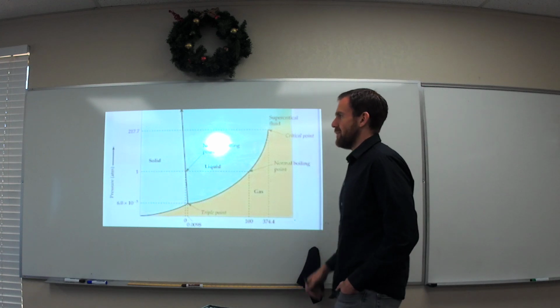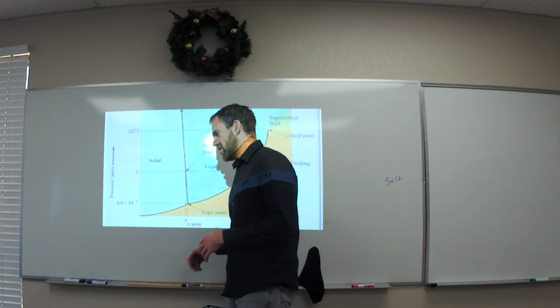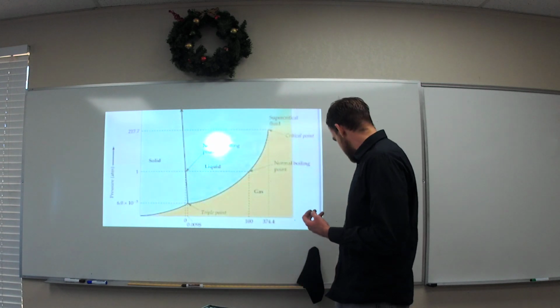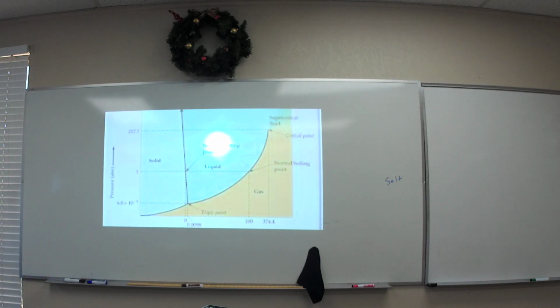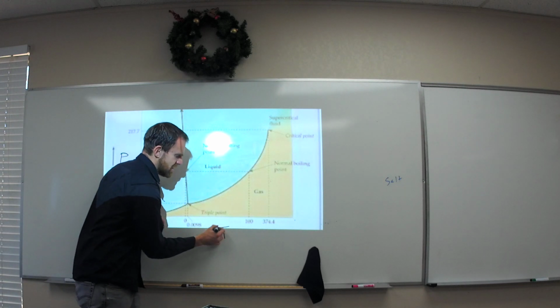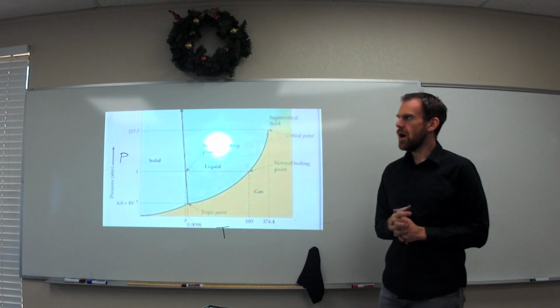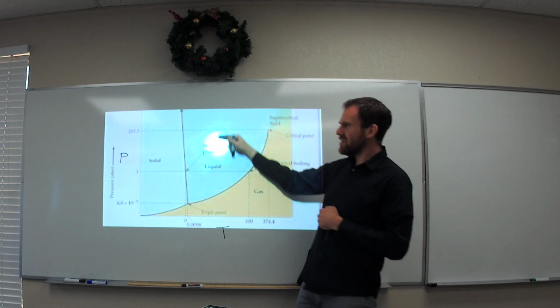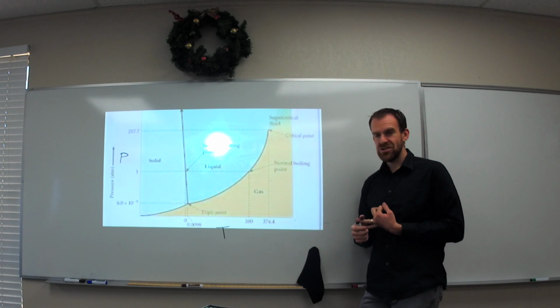All right, phase diagrams. Here's the idea. On this axis, you have pressure. And you have a different one of these for every element and every compound. Okay? It is the pressure and temperature at which it exists in various forms. So, at various pressures, the boiling point and freezing point changes.